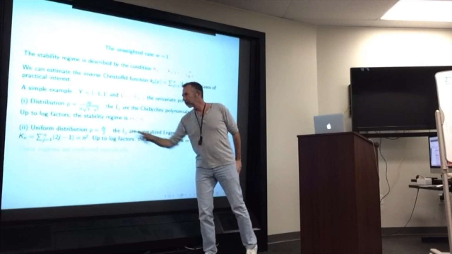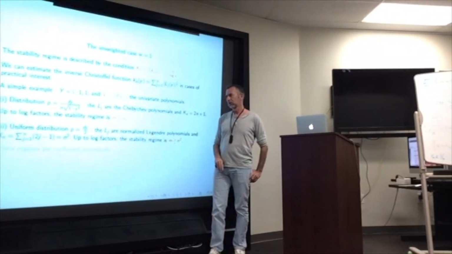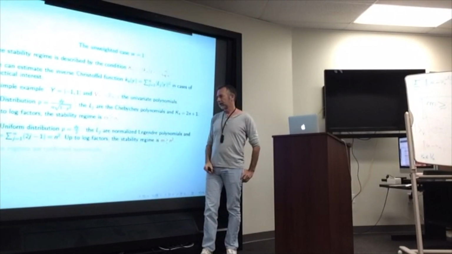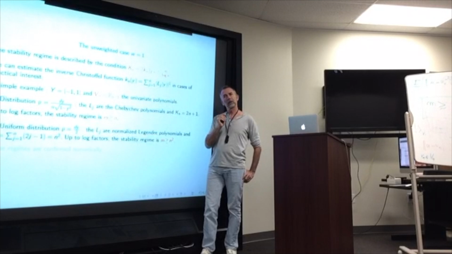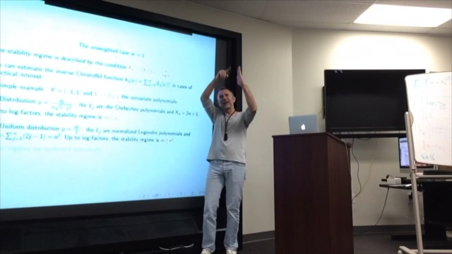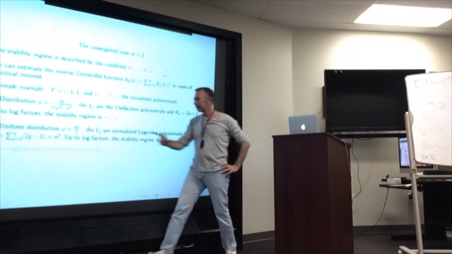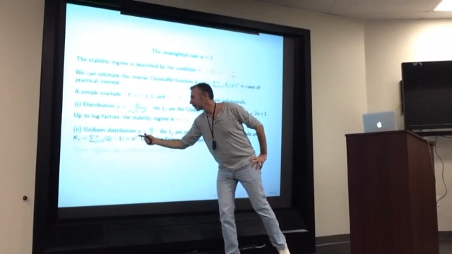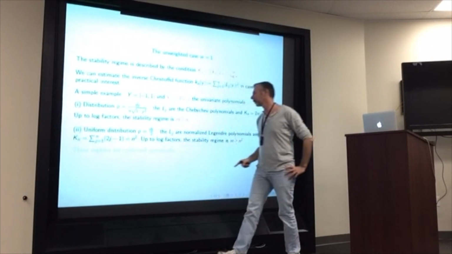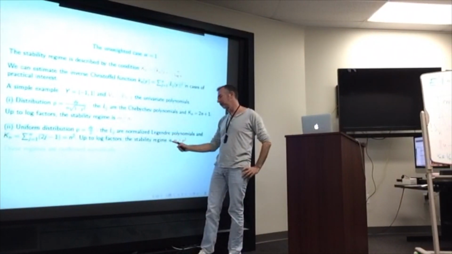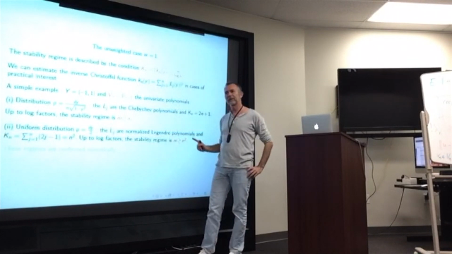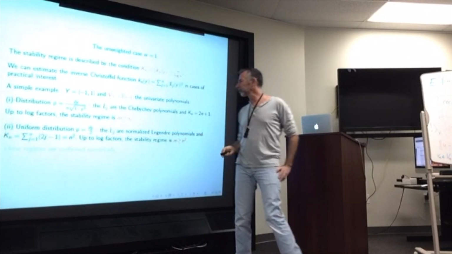Now take the uniform distribution. Then these L_j are the normalized Legendre polynomials. The Legendre polynomials are not completely flat. They grow a little bit on the boundary. And in that case, K_n, you can show that this is n squared. So your stability regime will be that you need to invest n squared samples. And this is confirmed numerically.